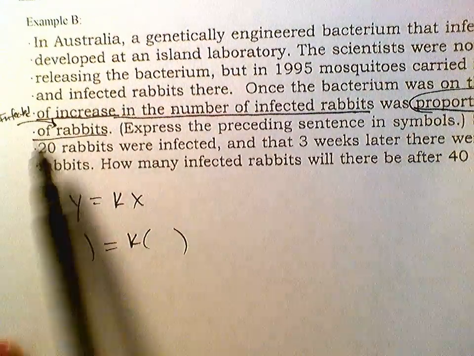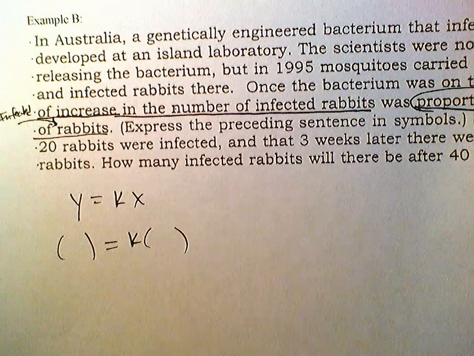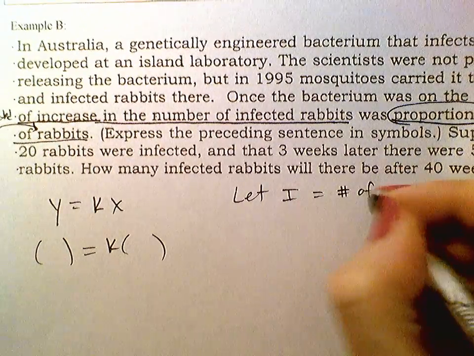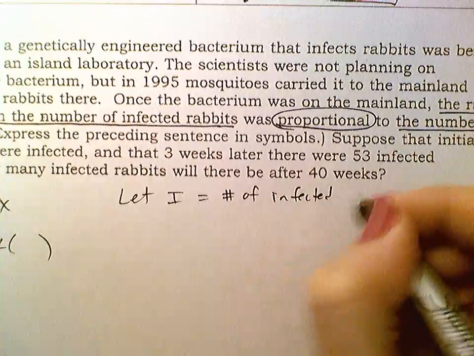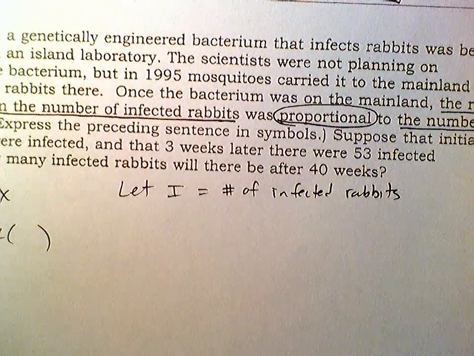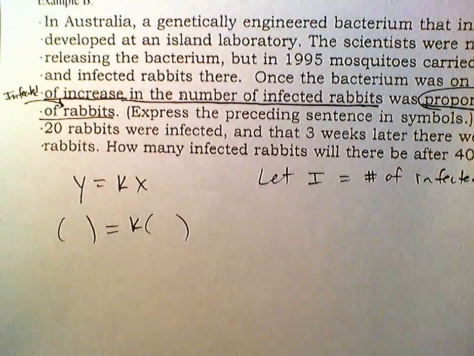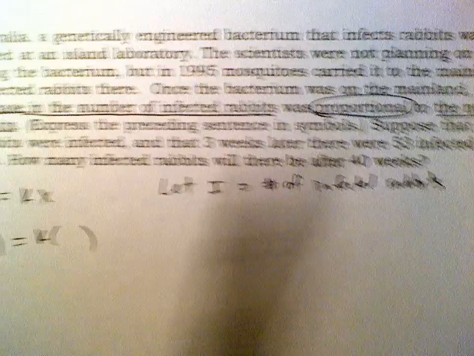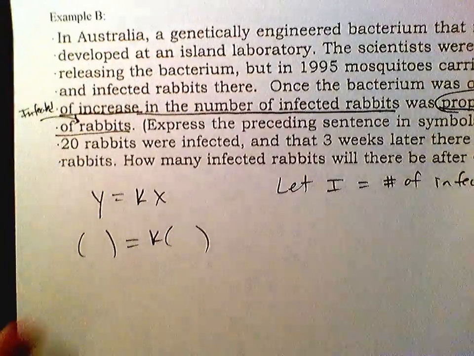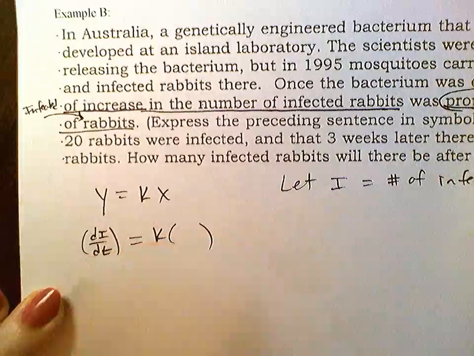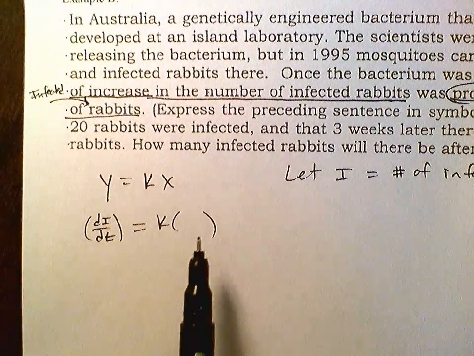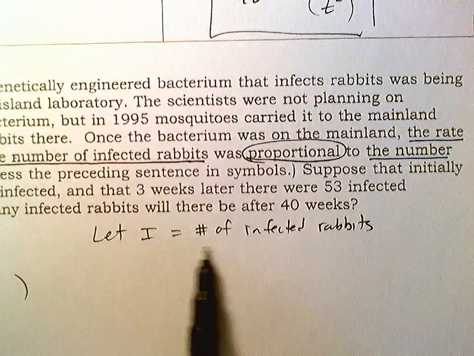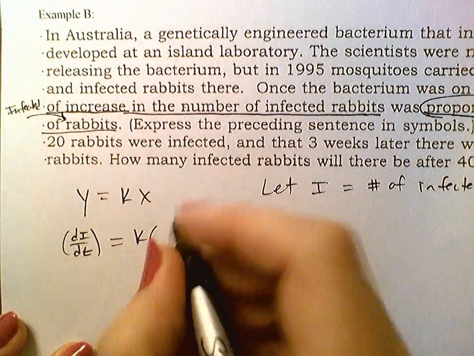The rate of increase in the number of infected rabbits. I'll say let I equal the number of infected rabbits. If I is the number of infected rabbits and it is changing with time, then the rate of increase in the number of infected rabbits is dI/dt. So dI/dt is proportional to what? It's proportional to the number of infected rabbits, which is what I let be I. So dI/dt equals k times I.